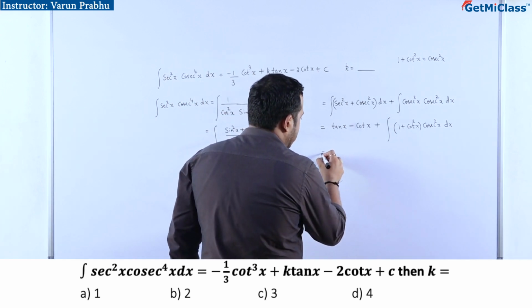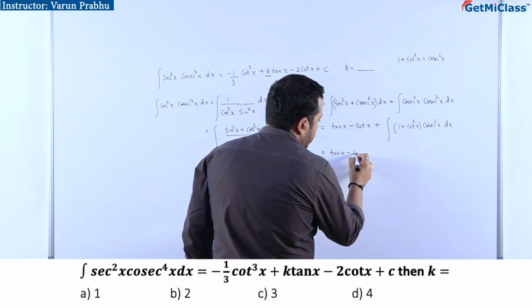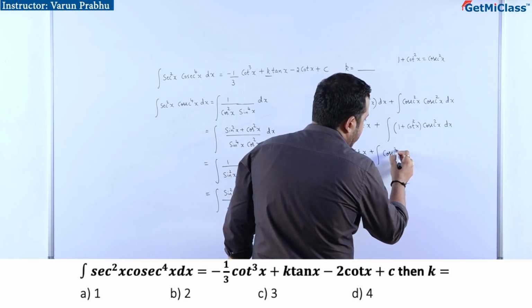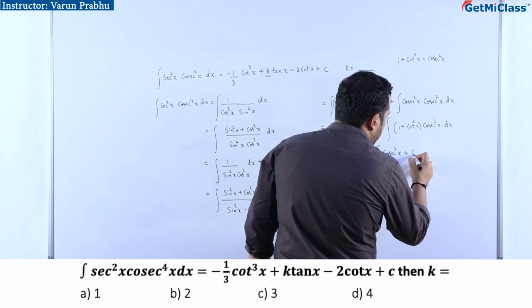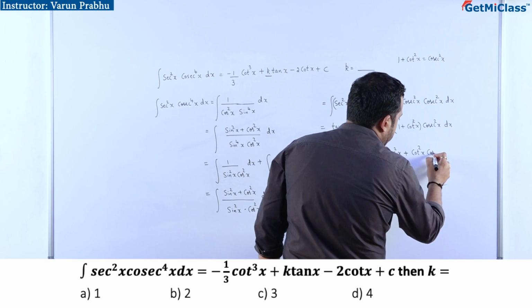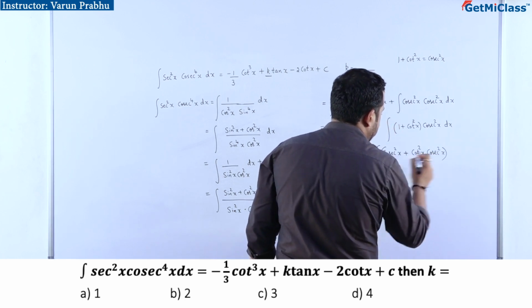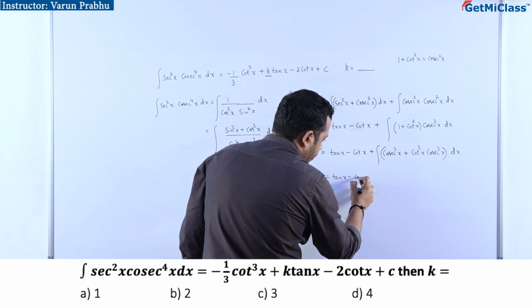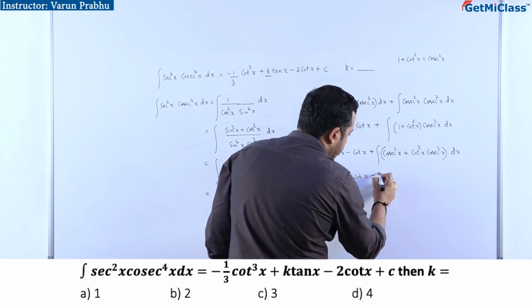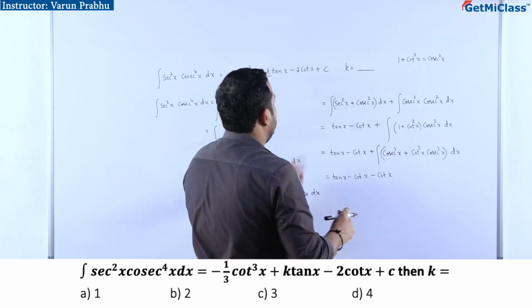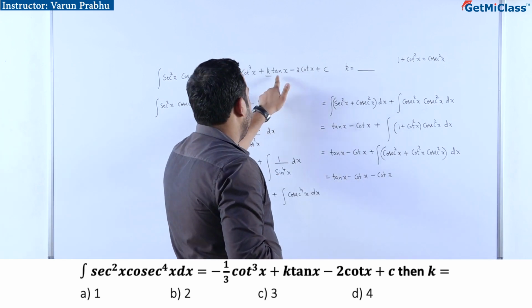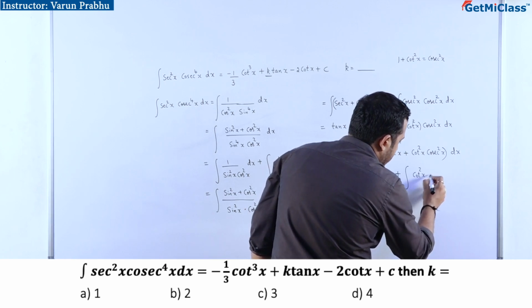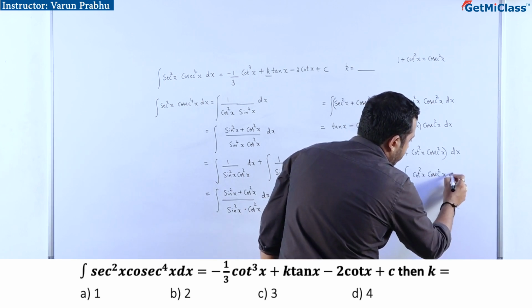1 plus cot squared x times cosecant squared x times dx. So we may write here I is equal to tan x minus cot x plus integration of cosecant squared x plus cot squared x into cosecant squared x times dx, correct. So I is equal to tan x minus cot x, integration of minus cosecant squared is nothing but minus cot x. So we get here minus 2 cot x, and this part here plus integration of cot squared x into cosecant squared x times dx.